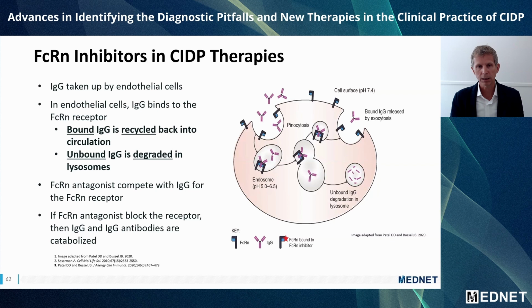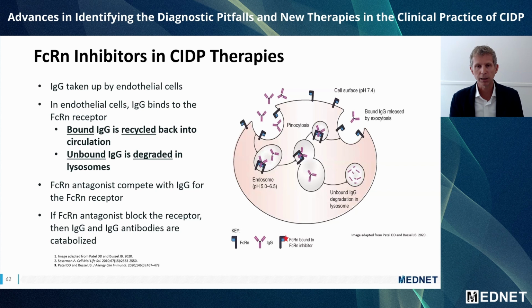If IgG binds to that receptor, then that IgG is put back into circulation. If an IgG fails to bind to the receptor, then it's destroyed by the lysosome. So the FcRn receptor is basically the body's sorting mechanism, where it can sort through IgGs and decide which ones should be destroyed and which ones should be returned to circulation.